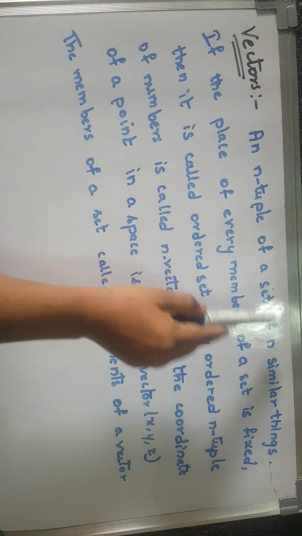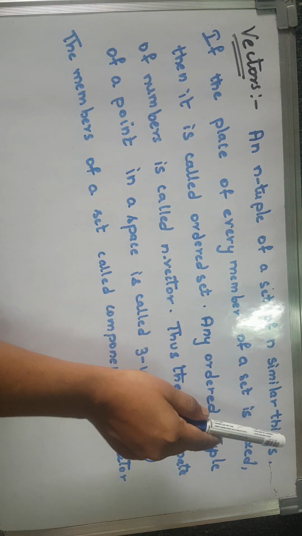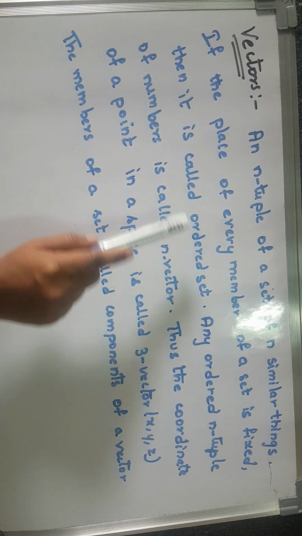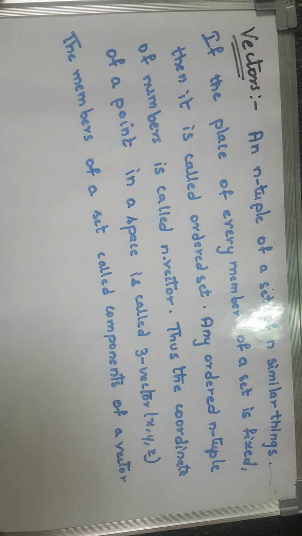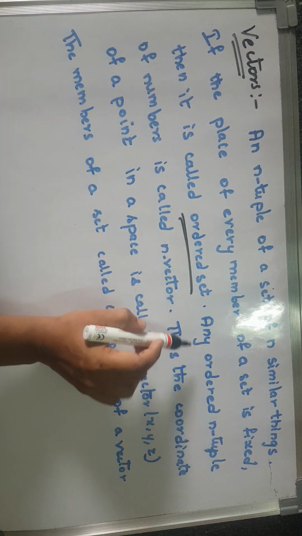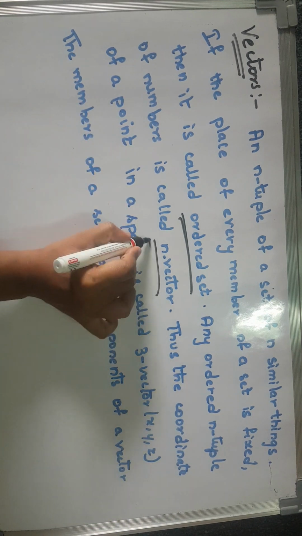Let us continue a new topic, vectors. An n-tuple is a set of n similar things. If the place of every member of a set is fixed, then it is called an ordered set. And any ordered n-tuple of numbers is called an n-vector.